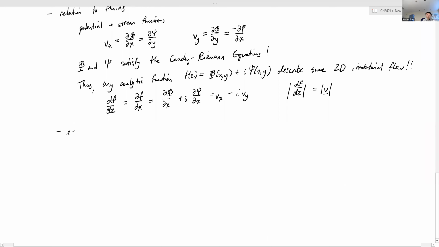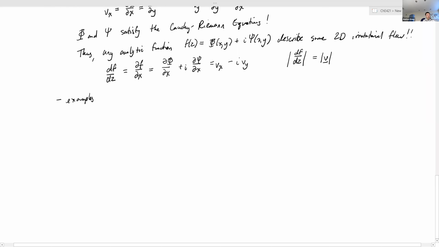Here we go. Examples. All right. Like I said, you can just write down any function you want, and you can basically figure out what the flow profile for that corresponds to. And there are even some other tricks that make this even more fun. Let's say we have a general function that's just some constant times z. It's a pretty simple function. You could write it like this in terms of an imaginary and a real component.